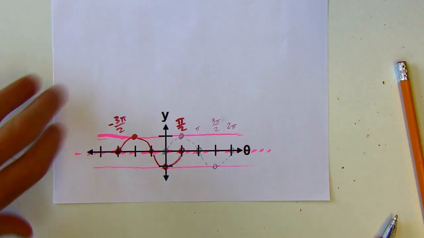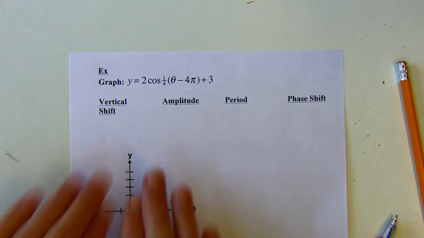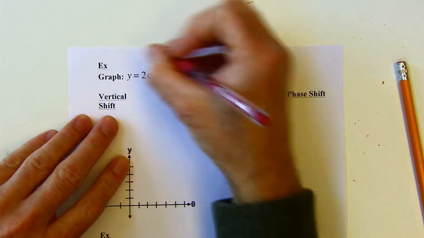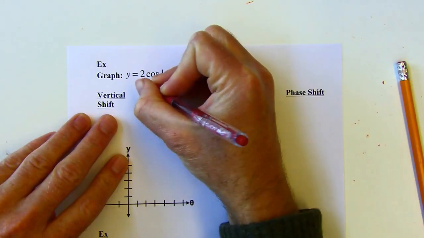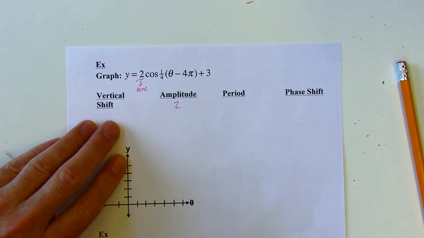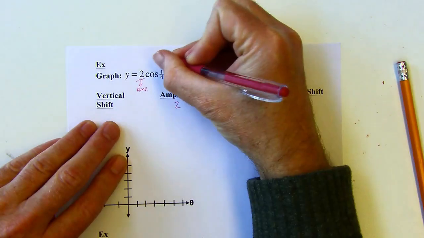Okay, let's try a couple more of these on the next page. All right, so got lots going on in this equation, so let's just start gathering some info. So my amplitude is right here. So my amplitude is 2, okay?